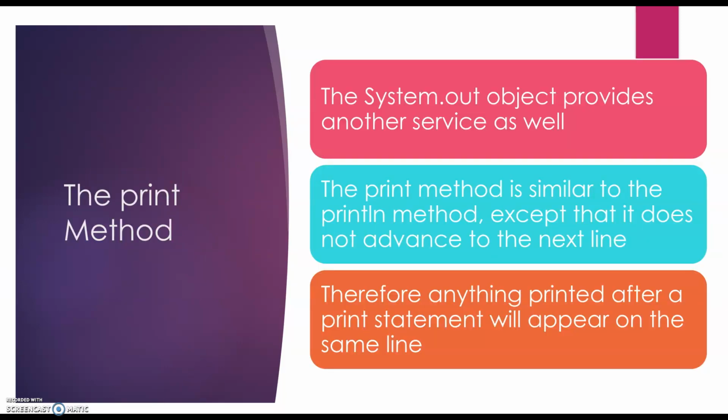The print method, notice there's no ln on the end of it this time. The System.out object provides another service as well. The print method is similar to the println method, except that it does not advance to the next line. Therefore, anything that is printed after a print statement will appear on the same line.